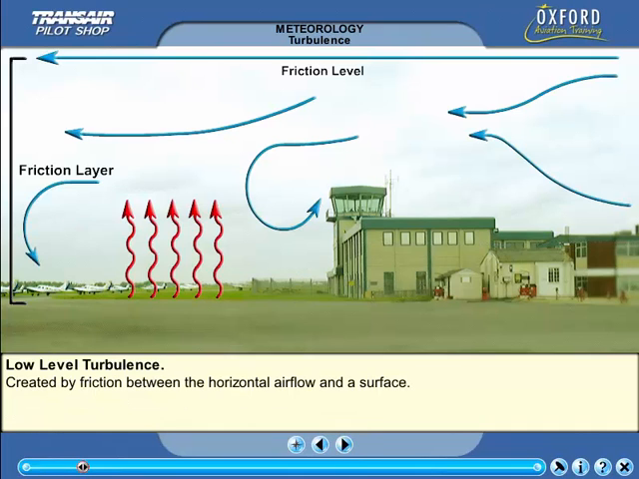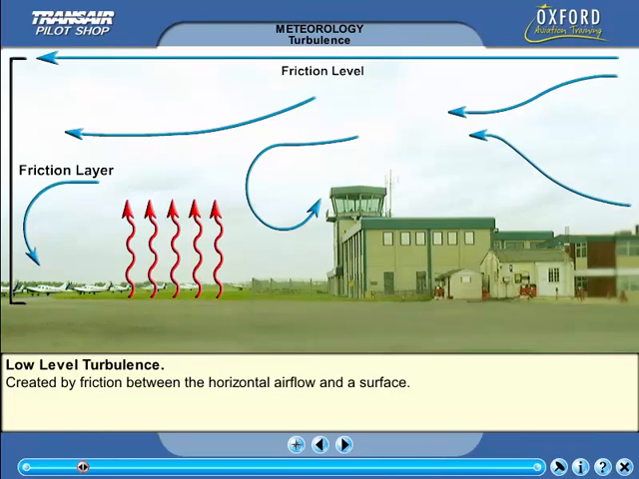One of the most common causes of turbulence is the surface over which the airflow is moving. The layer of air that is disturbed is known as the friction layer. Above this friction layer, the airflow is unaffected by the surface. The boundary of the disturbed upper flow is called the friction level.